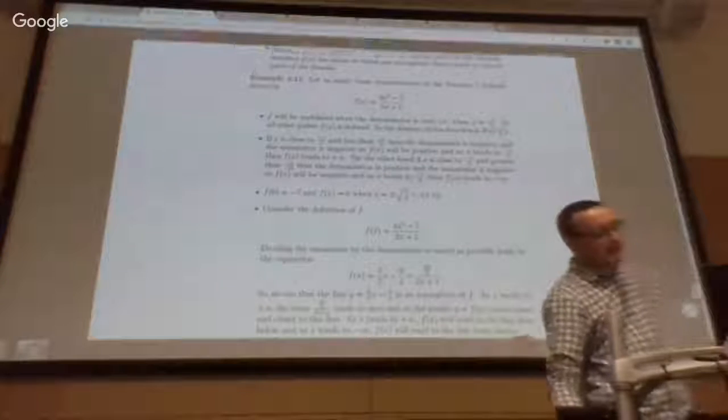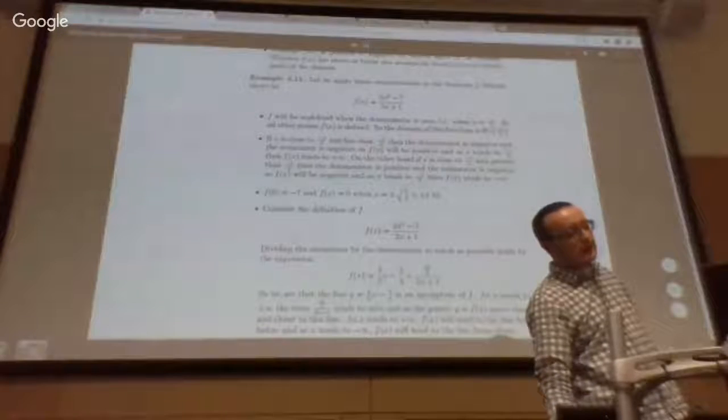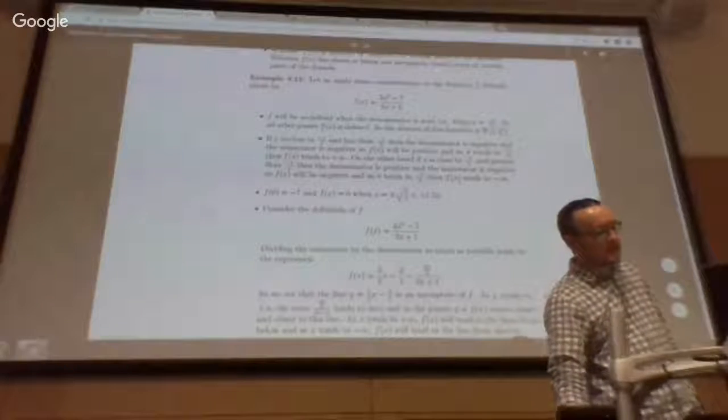Then we're looking at axis crossing points. You can find those fairly easily. F of 0 is minus 7. You substitute 0 into the formula, so it crosses the y-axis at minus 7.